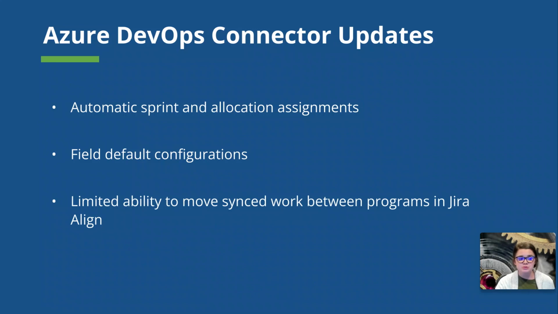And now the ability to move synced work items between programs in Jira Align is limited in Azure DevOps. Now, if you want to change the program a work item is synced to in Jira Align from Azure DevOps, you need to change the area path assignment in Azure DevOps. And this is because previously there were some syncing errors when moving it other ways.